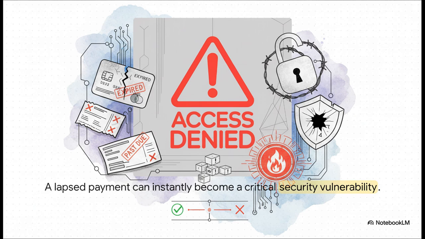This image captures that reality perfectly. An expired credit card, a budget holdup, a lost invoice, any of these mundane things can suddenly mean access denied, not to some fancy new feature, but to the critical patch that protects you from a known active threat that hackers are exploiting right now. Your security posture is literally tied to your billing cycle.